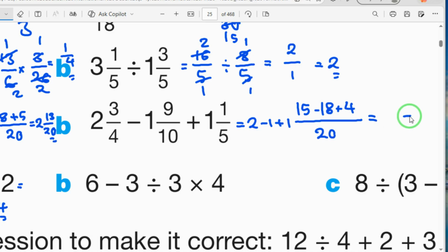It's equal to, here we subtract this positive with this negative. Subtract, just will remain 2 as a whole number, and 15 plus 4 becomes 19 positive minus 18 over 20.